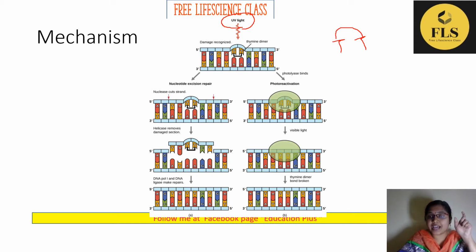Okay, so this dimer formation is an unusual type of base pairing. It's not seen in normal DNA, so we have to remove the dimer formed. So what is the next step? Several enzymes are there. They will come and remove the dimer.